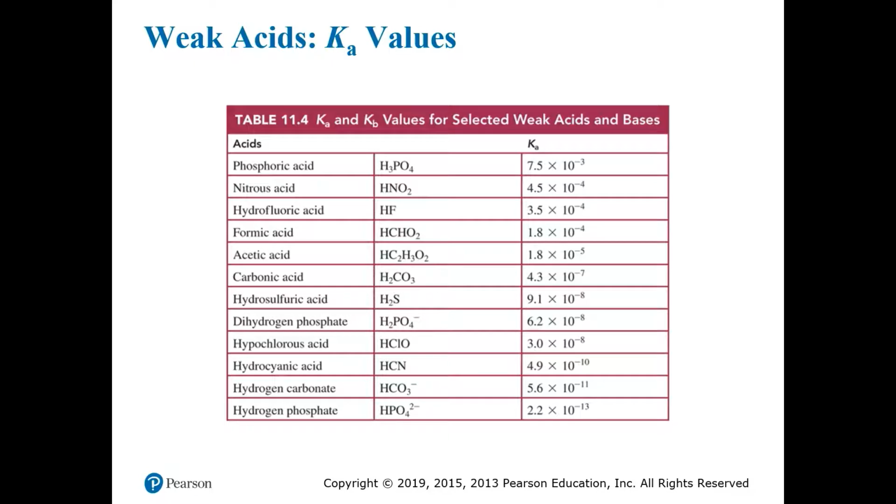This table lists some of the Ka values, the acid dissociation constants, for a variety of weak acids. We can see that the smallest values are down here at the bottom, where you have 10 to the minus 13. The largest values are up here, where you have 10 to the minus 3rd. It's still a pretty small number relative to 1, and so phosphoric acid, H3PO4, is still a weak acid, but of the acids in this list, phosphoric acid is the strongest. That's because it has the largest Ka value.